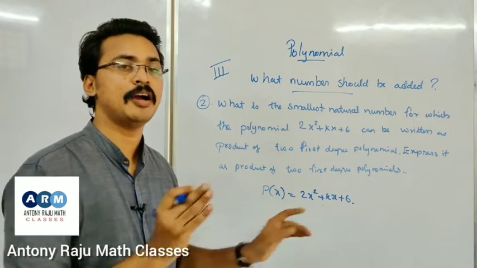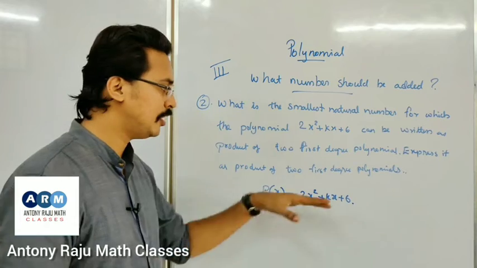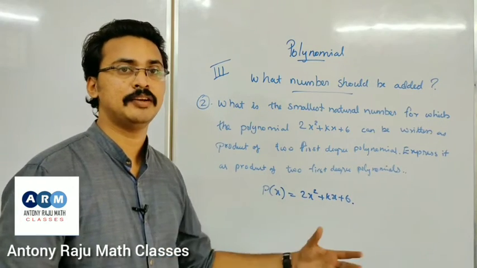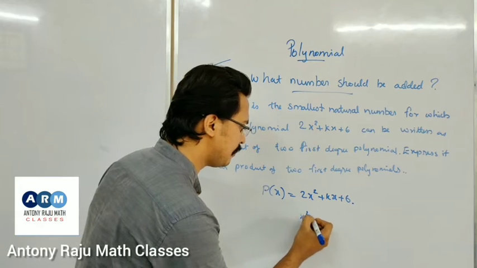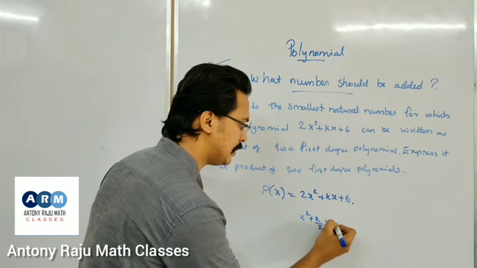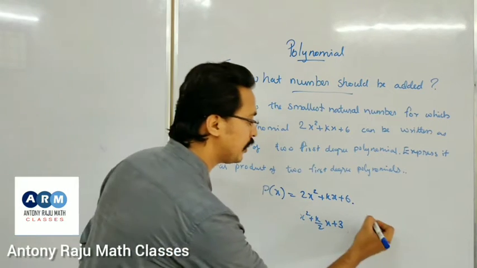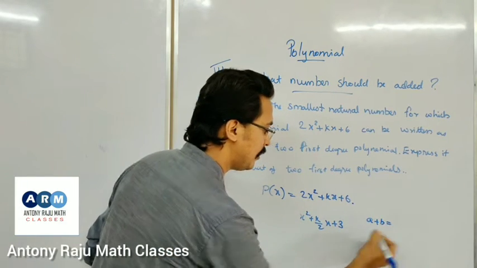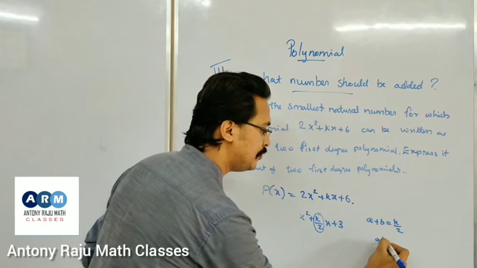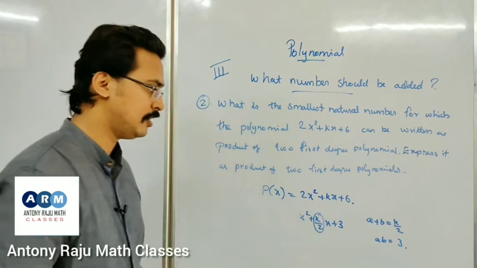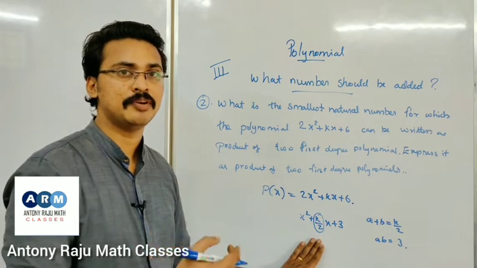We will factorize this. Dividing by 2, that is x square plus k by 2 x plus 3. Here a plus b is the middle term, that is k by 2, and ab is the constant term, 3. So the product is 3 and the sum is k by 2. This is our factorization method.